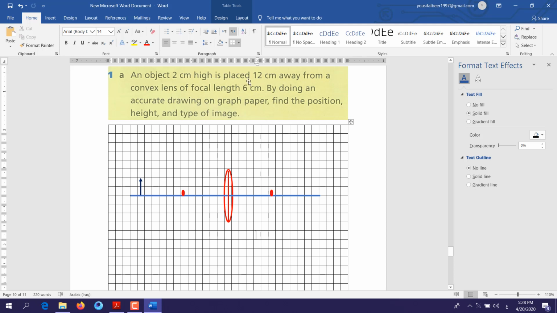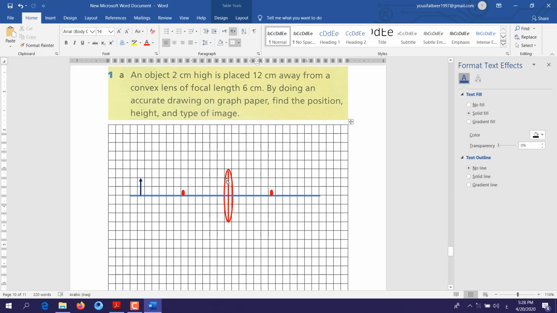is placed 12 centimeters away from a convex lens of focal length 6 centimeters. By doing an accurate drawing on graph paper, find the position, height, and the type of image. To solve this question, we will start with the basic steps. The basic steps are what?